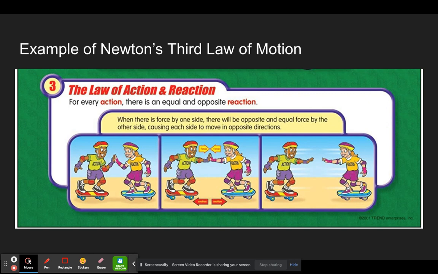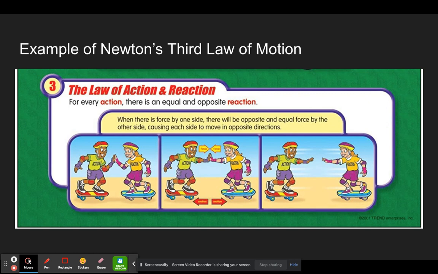So the three laws of motion are the law of inertia, the law of force, and then the law of action and reaction. That gives you an overview. We'll talk more in detail about these three laws of motion.